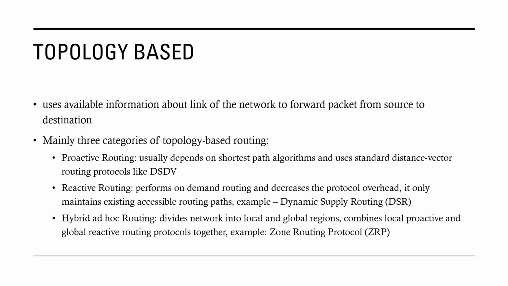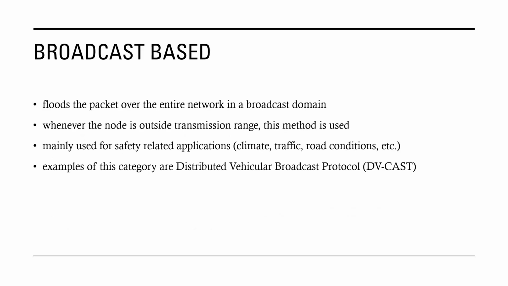Hybrid ad hoc routing combines these two, proactive and reactive routing. So it divides the network into local and global regions. The local regions follow proactive routing, and the global regions follow reactive routing protocols together. For example, zone routing protocol, or ZRP.